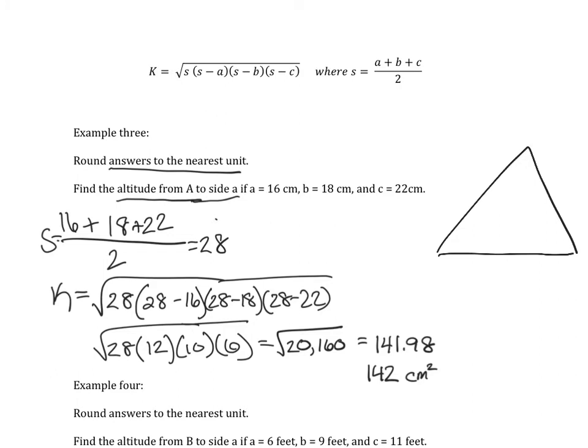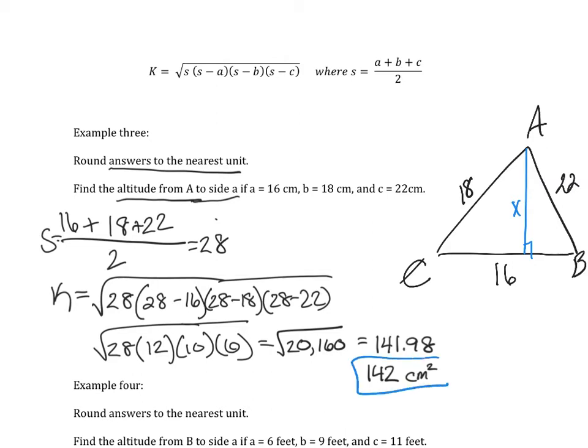Okay, so we've got, here's A, here's B, here's C. We know that side A is 16, side B is 18, and side C is 22. What they're asking us to do is figure out what this altitude is, this x value. We have a ton of information. It's just trying to figure out what we need in order to solve.